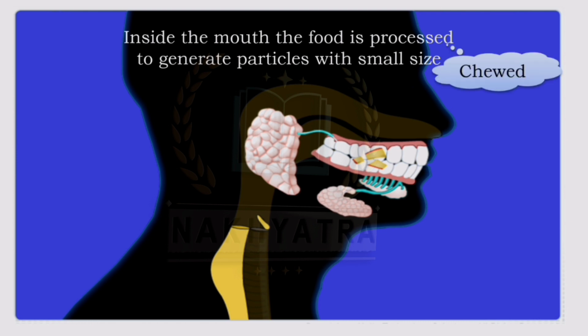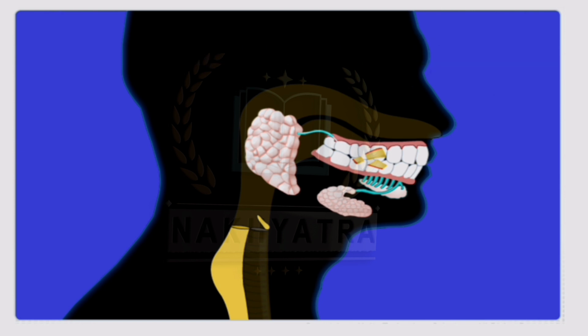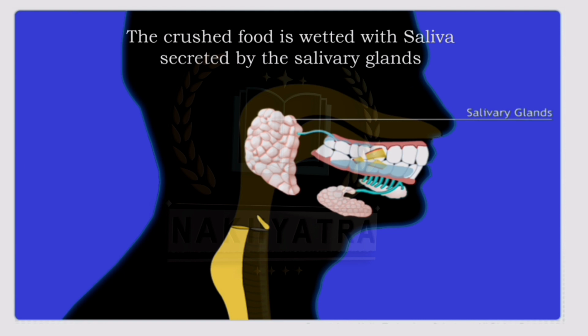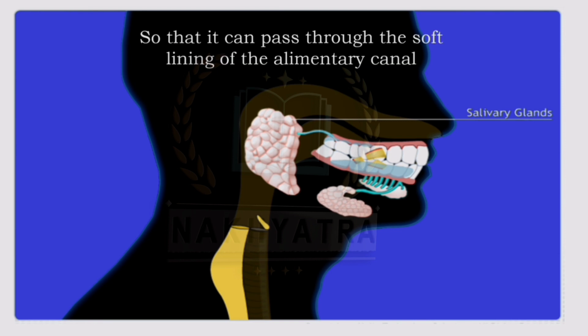Here process means chewed. So inside our mouth, the food is chewed to generate particles with small size. Now see, these are the salivary glands, which are present in our buccal cavity, and the salivary glands secrete saliva. So the crushed food is wetted with saliva secreted by the salivary glands so that it can pass through the soft lining of the alimentary canal.